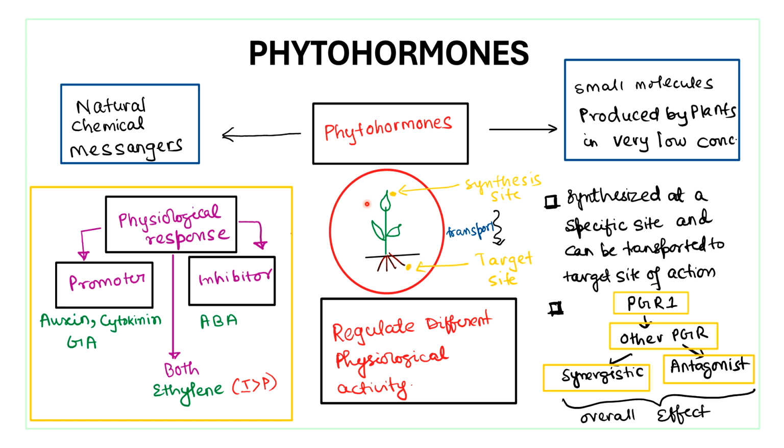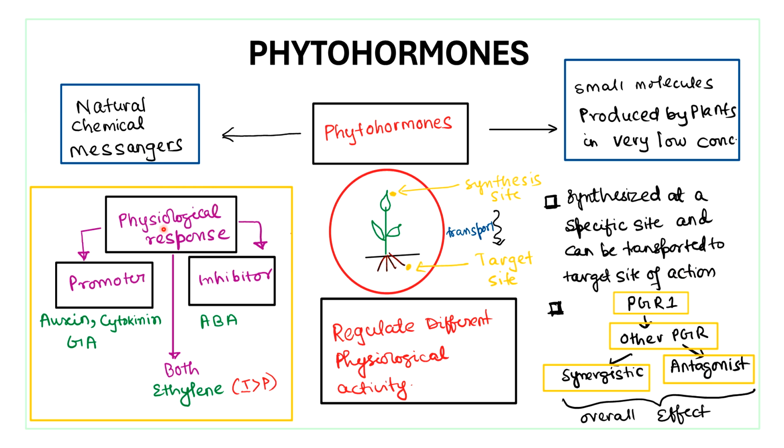The site in which they are produced is called the synthesis site, and often it is seen that the phytohormones are translocated from the synthesis site to a different site where they have to show their physiological response, that is called the target site. So phytohormones can be translocated to a target site in order to show their physiological response.